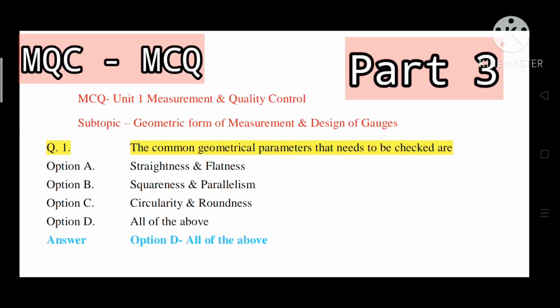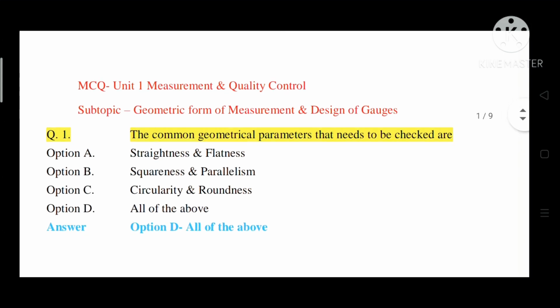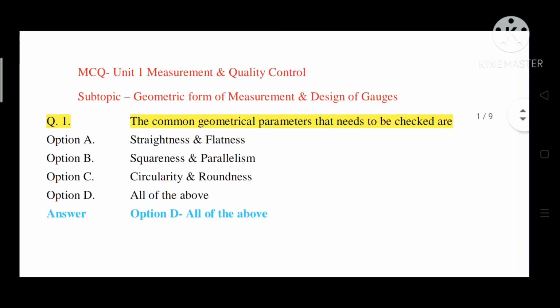Welcome back. This is part number 3. Already we have seen part 1 and part 2 on multiple choice questions. So unit number 1, measurement and quality control. Subtopic is geometric form of measurement and design of gauges. So this is today's topic.